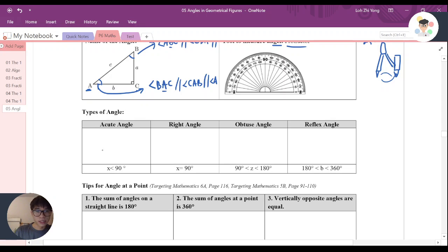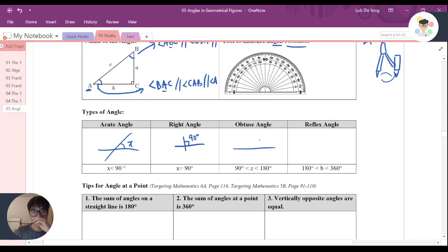Now, here it is also mentioned that there are types of angles that you should know. For example, if I have one line here and one line here, I know for sure this angle is less than 90, so this is called an acute angle. If you have an angle that's 90 degrees, and we usually draw it as a square here, this is called a right angle.